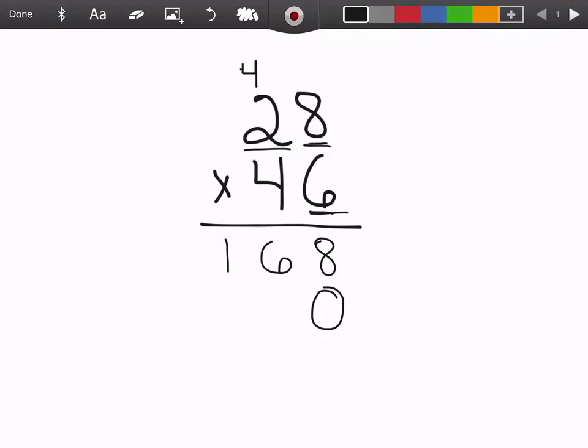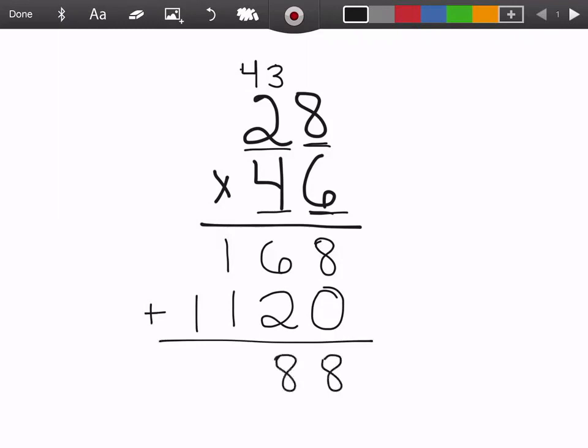Then we'd multiply 8 times 4 to get 32. We'd put our 2 below our 6. We weren't really sure what to do with that 4, but we'd go ahead and add our 3 to the mix that we carried. We'd multiply 2 times 4 to get 8, add 3 to get 11, and then we'd add those two numbers together. 8 plus 0, 6 plus 2, 1 plus 1, and our final answer is 1,288.